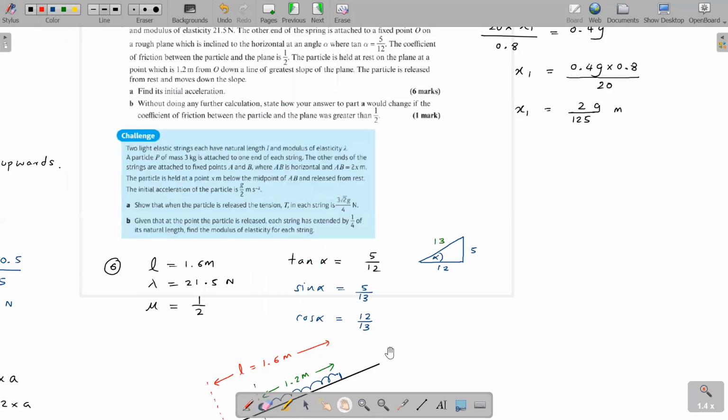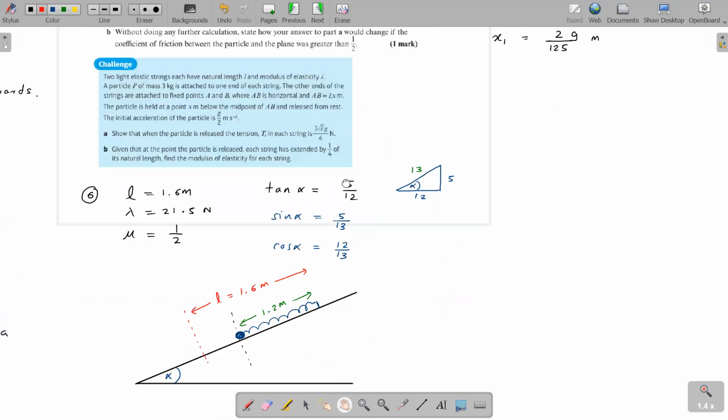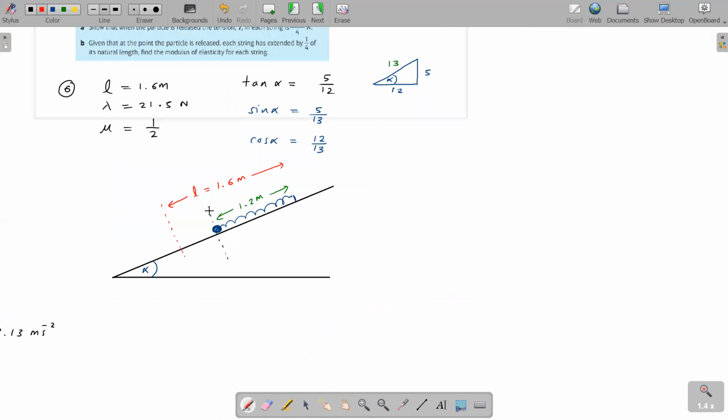Now what do we do? They say the particle is released from rest and moves down the slope. Find its initial acceleration. So it's moving down the slope, and you're supposed to find the initial acceleration. It's going to go in this direction. So how do I get the initial acceleration?